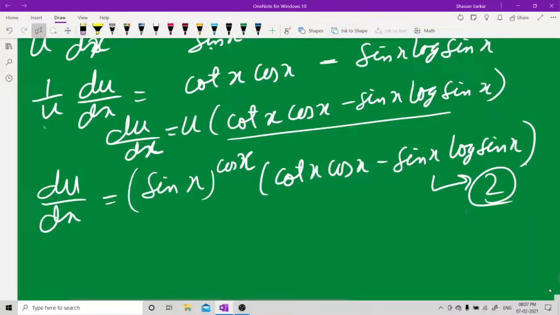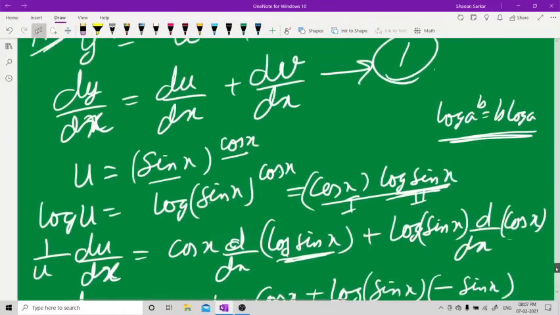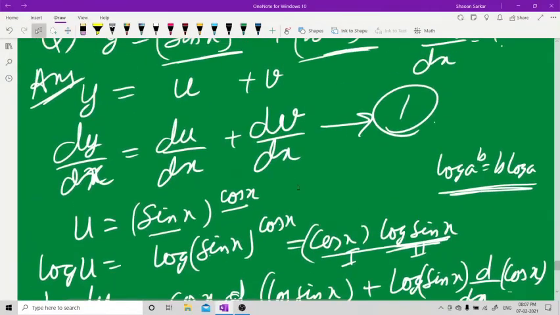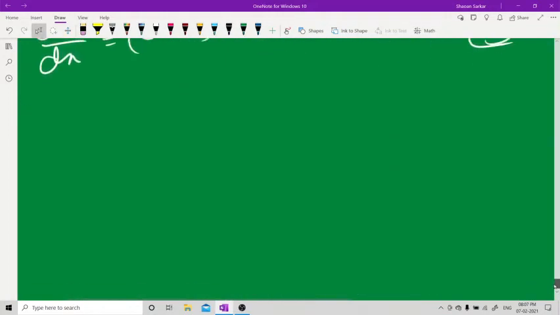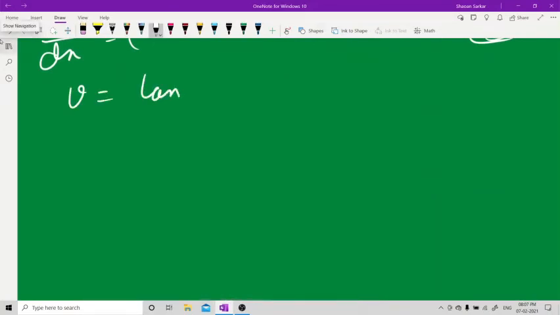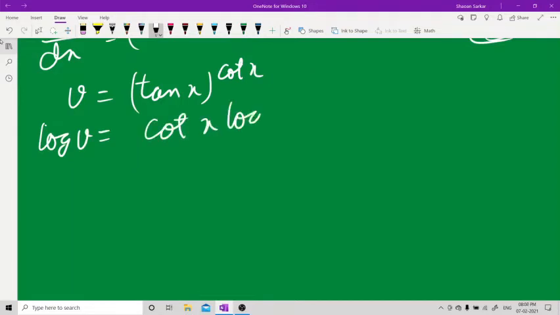Now see one thing. What is v? We have to find v because I need dv by dx. What is v? I think it is tan x to the power of cot x. Let's take v equal to tan x to the power of cot x. Now log v, as usual, is equal to cot x log tan x.